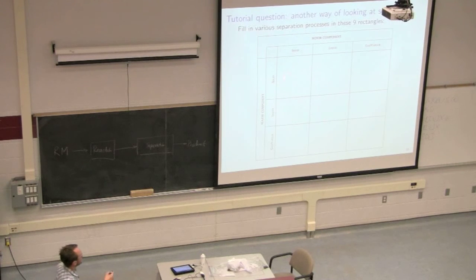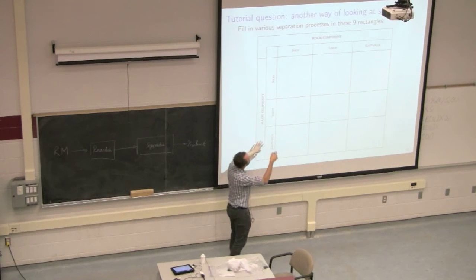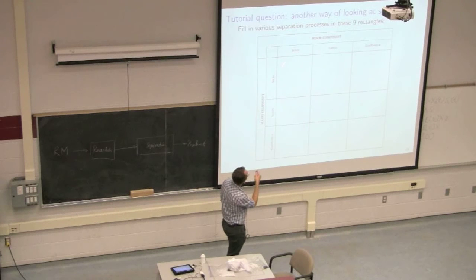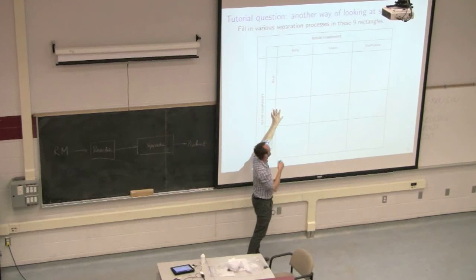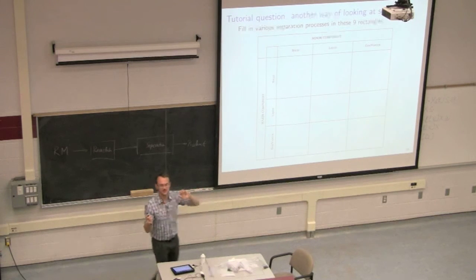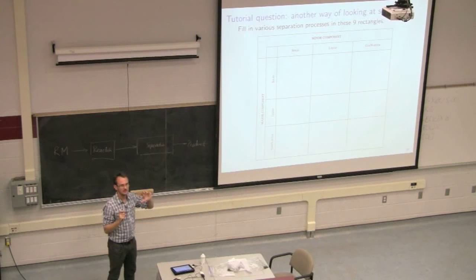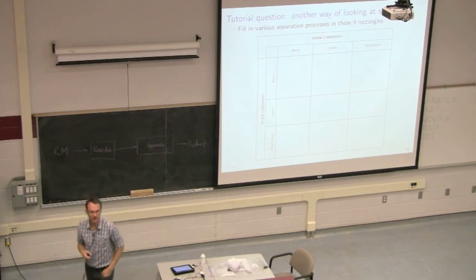I'd like you to look at these six blocks over here and enter the name of a separator where the major component on the vertical axis is being separated from the minor component on the horizontal axis. So for example, in this particular block, you're separating a predominantly liquid phase from a minor amount of solids. What type of separator would you use to separate lots of liquid from a small amount of solid? Okay, so think about it from that perspective. Fill in these six blocks over here with names of unit operations that you can think of.